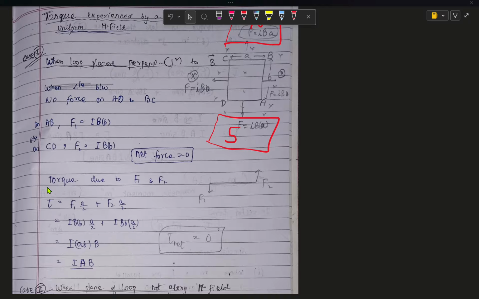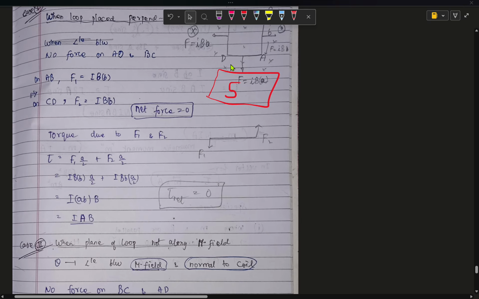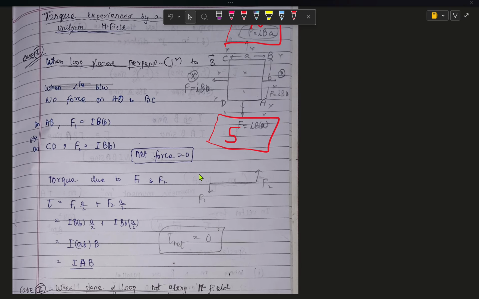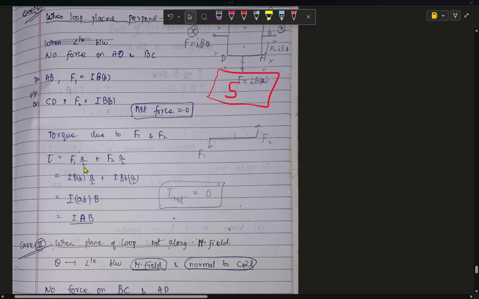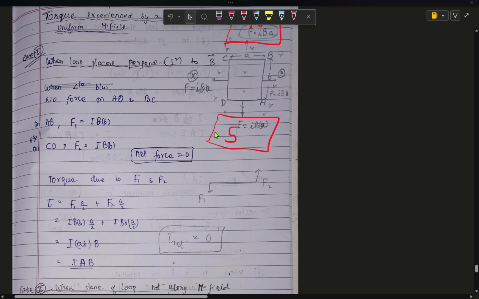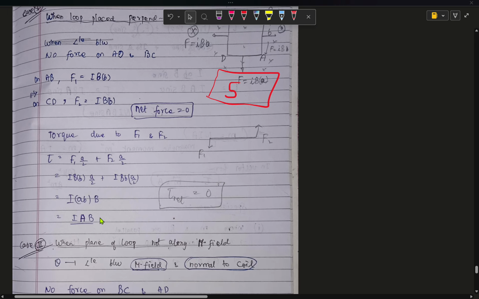So net torque acting due to these two forces, a couple of forces. The definition of a couple is a pair of forces acting like this. A rotational effect will be produced, so this loop will actually be rotating. A by 2 plus A by 2, if you add it, you will get I into AB into B. What is AB? The area of the loop. That's what A is, nothing but area. I into AB, the famous formula.